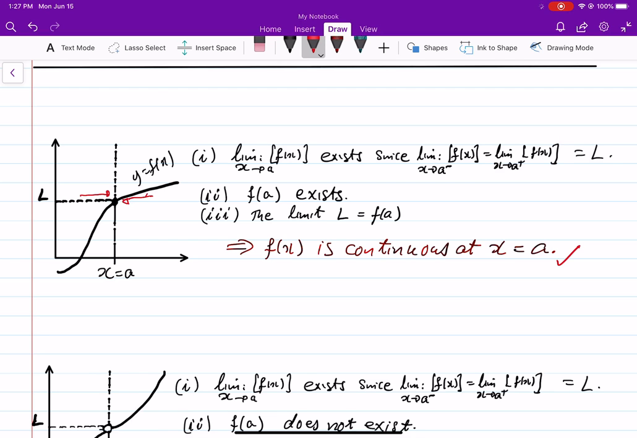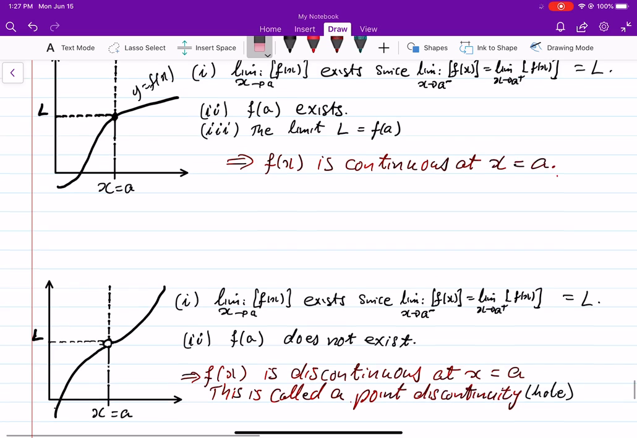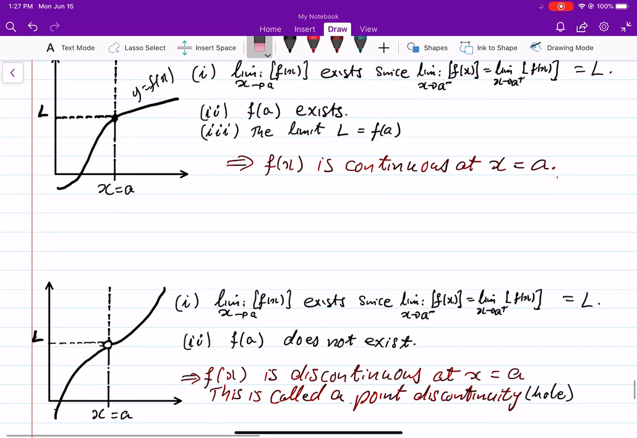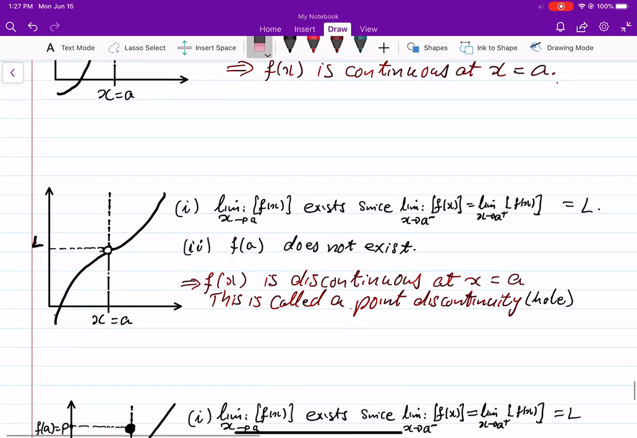All right, so that's one scenario. Let's look at the next case. Notice the fundamental difference between this function and the first function, and this second one I'm about to look at. Looks like there's a big hole in the function when x is equal to a. All right, so let's see.